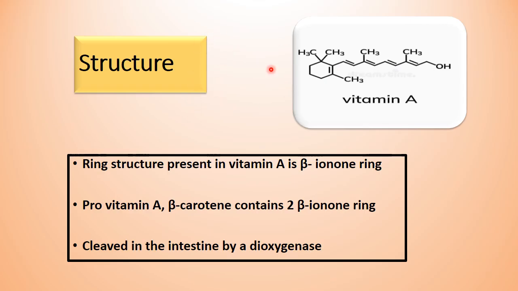So now we see the structure of vitamin A. Vitamin A has a ring structure, known as the beta ionone ring. In vitamin A, one ring is present, whereas beta carotene, which is the provitamin of vitamin A, contains two beta ionone rings, and it is cleaved in the intestine by dioxygenase.